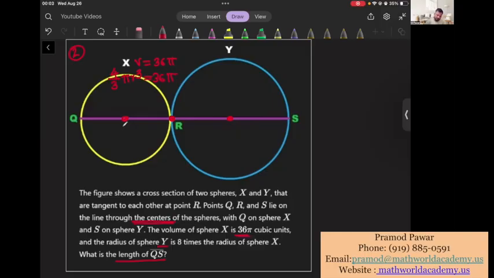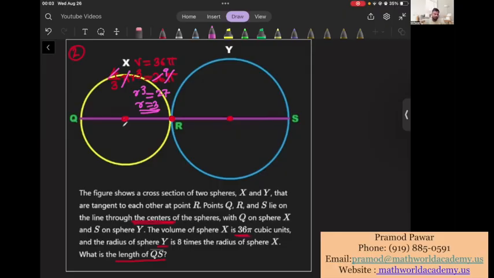Solve for R there. Now you can use Desmos to solve for R. You can use the regression or the tilde technique to solve for R. Or you can just do it manually, cancel pi's both sides. 4 goes into 36 9 times. So R cube is 27. So your R is 3.